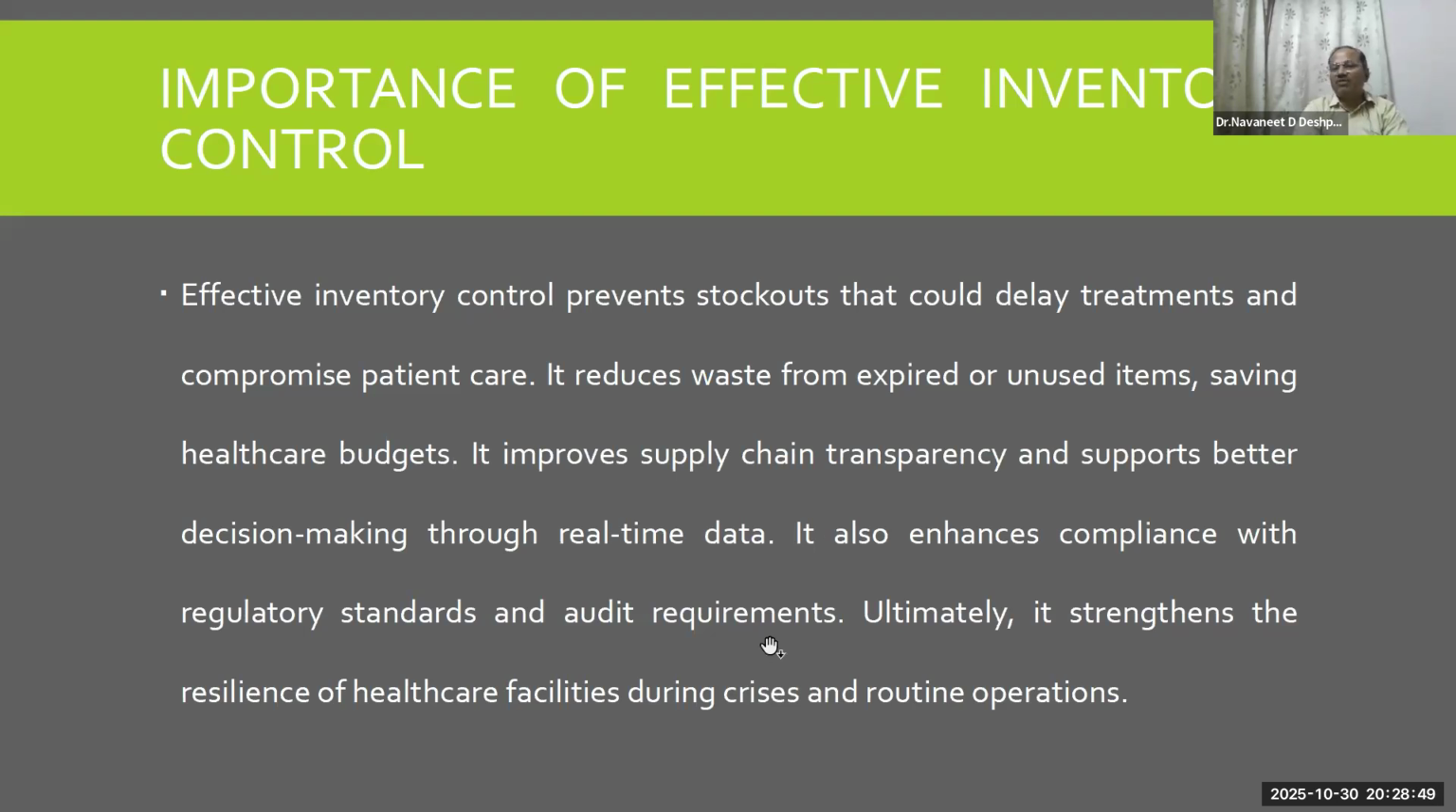requirements will come in. Whenever an audit is there, the issue will come up of how many things have been handled carefully and how much is going to wastage. So ultimately, it strengthens the resilience of healthcare facilities. It is going to improve the resilience of healthcare facilities during crisis and routine operations. So that's how.